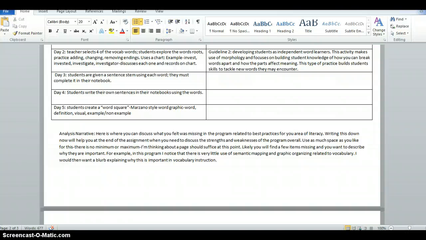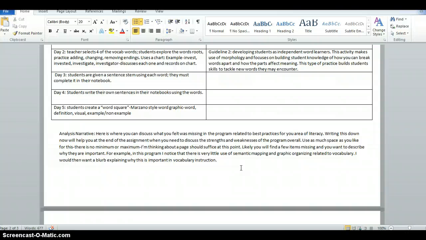Just as a quick example, I noticed that in the week that I was able to look at, because again, I only have the one week of this particular program, there's pretty much zero use of semantic mapping or graphic organizing related to vocabulary. And I know that that's a best practice for vocabulary, and so I would want to include that in my narrative.